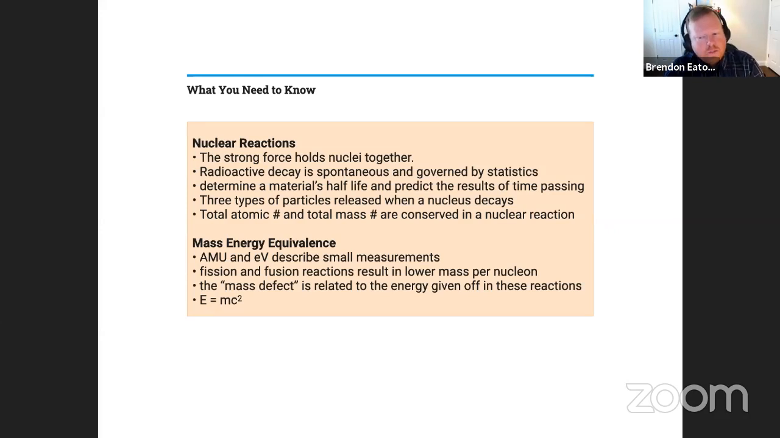And when we talk about mass energy equivalence, we need to know that AMU and eV describe very, very small measurements. Fission and fusion reactions result in less mass per nucleon. The mass defect, we'll talk about that later, is related to the energy given off in these reactions. And of course, the famous E equals mc squared, which everybody thinks you learn whenever you take physics. But we'll talk about how E equals mc squared fits into all of these ideas.